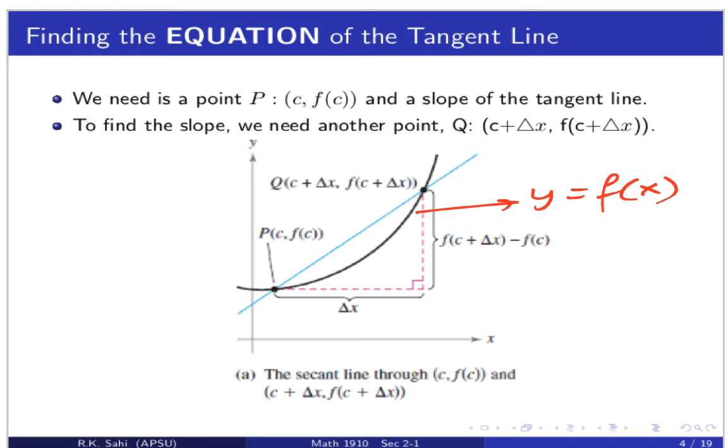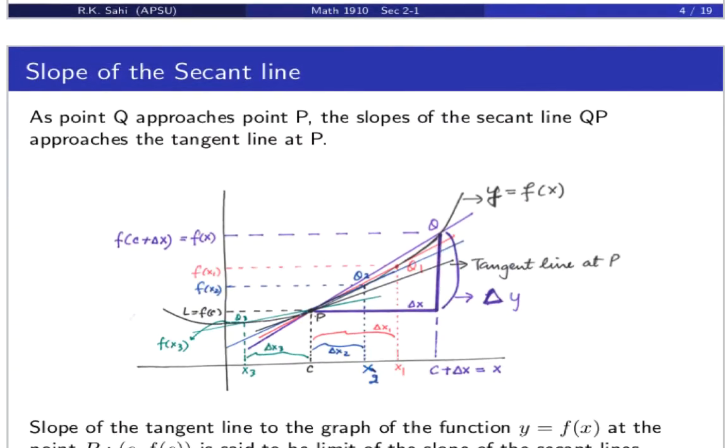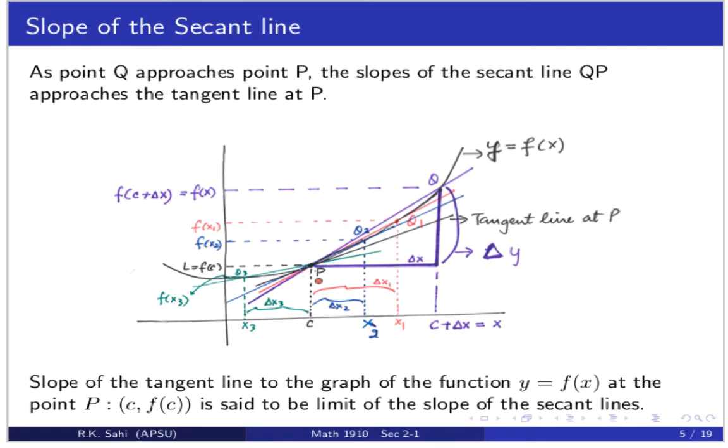What we found was that as these different Q's were approaching the point P, the slopes of the secant lines were exactly approaching the slope of the tangent line at P. So what we literally said is that the slope of the tangent line to the graph of this function at the point P is the limit of the slope of the secant lines. Remember, there are many Q's on the curve. And as you pick a Q very close to the point P and draw a secant line, the slope of the secant line is very, very close to the slope of the tangent line at P.